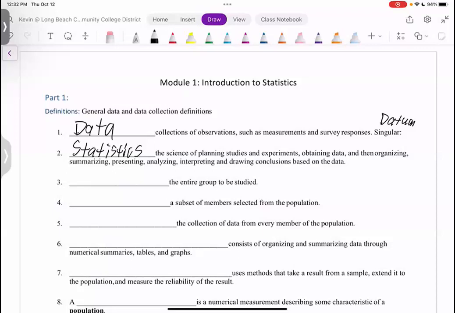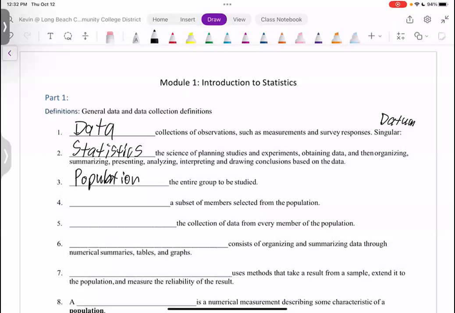And our next definition is the population. It is the entire group being studied. For example, all of the men at Long Beach City College that are of a certain age group or something like that.